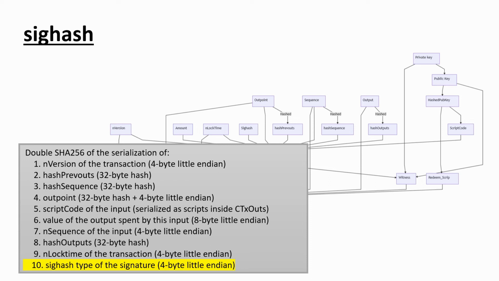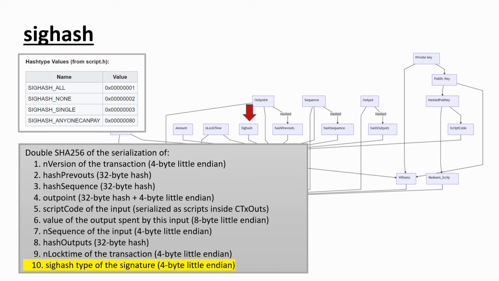SigHash, or item number 10. What type of information are we going to sign? Again, we are going to use the default value for a basic transaction, which means to sign all. For some reason, this value cannot be found in the developer reference, so you'll just have to trust me when I tell you that the value should be equal to 1 in little endian byte order, unsigned integer 32.